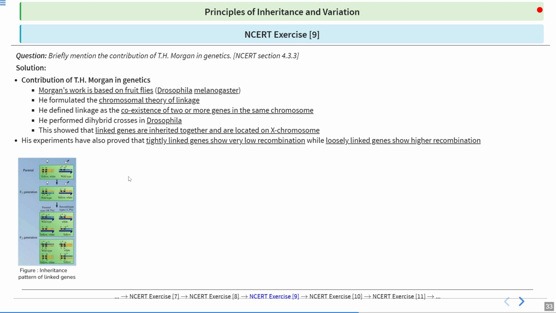So here in loosely linked genes, you will certainly get more number of parental combinations. Okay. But they will not be like 98.7%. They'll be around 62%, as we have discussed in the theory. Okay.